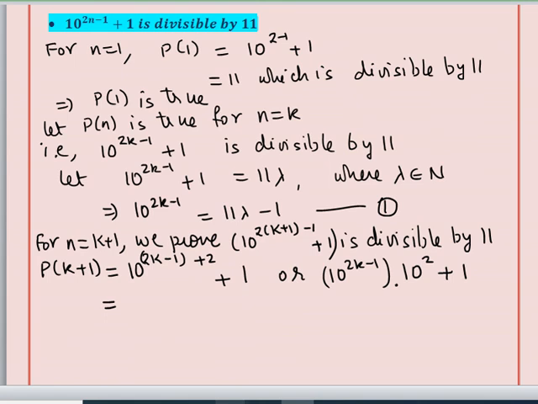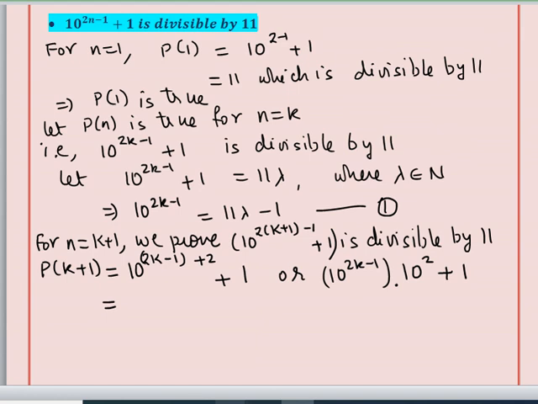So we'll check it for 1 first. Replacing n by 1 here, our statement becomes 10 to the power 2 minus 1 and then plus 1 separately. Now 10 to the power 2 minus 1 is 10 only. So when 10 gets added to 1, we get 11, which is divisible by 11. So we have already shown the result is true for 1.